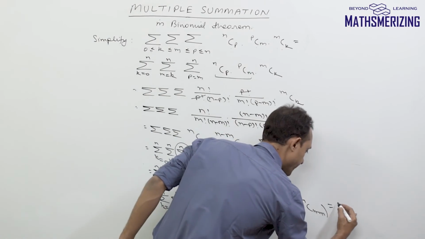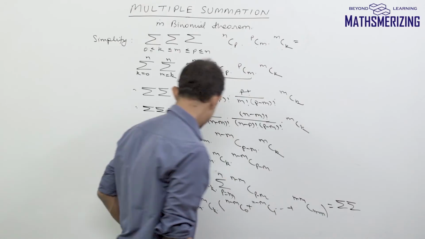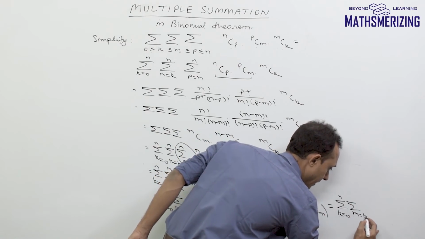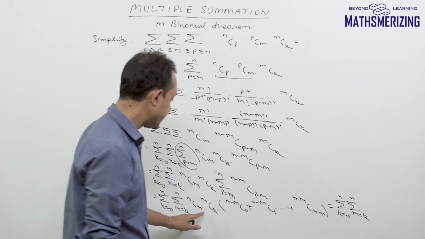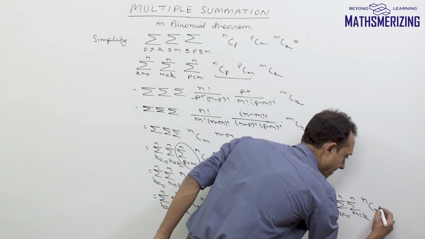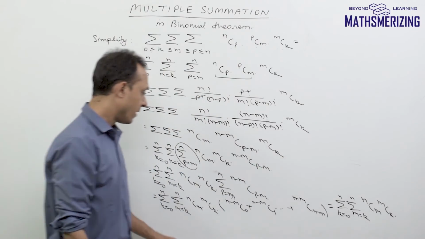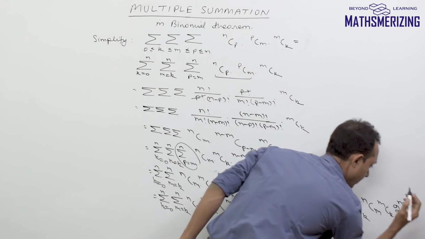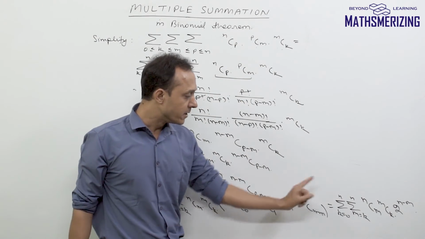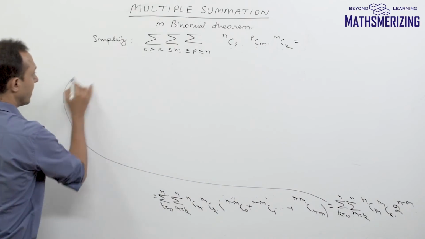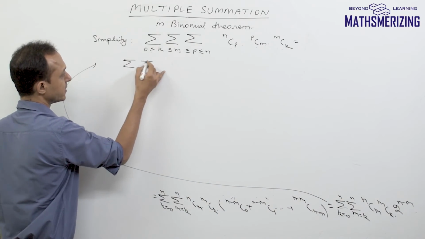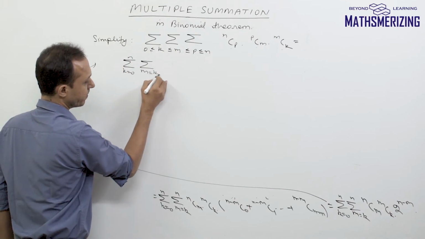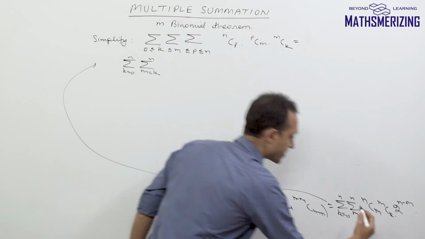So I can write it as double summation k varies from 0 to n, m varies from k to n, nCm.mCk, and then here I'll have 2 to the power n minus m. So now I need to solve this double summation. Now I'll take this double summation here. I'll write double summation k varies from 0 to n, m varies from k to n, and here I'll try and simplify this term.